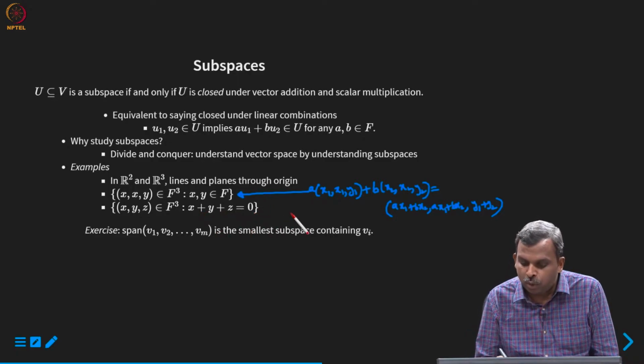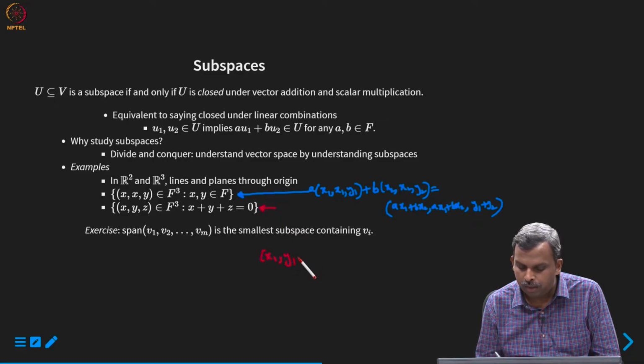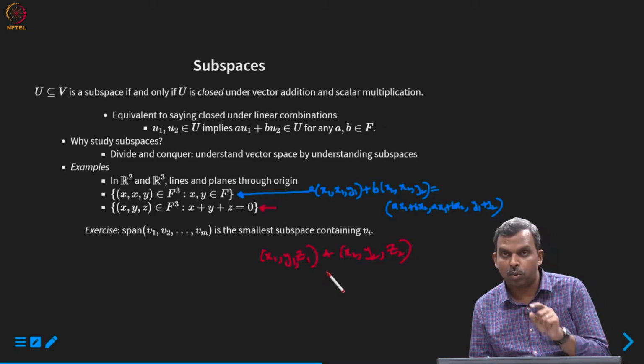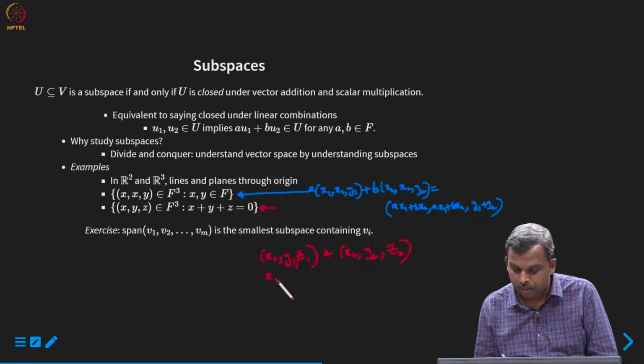Again, if you take 2 points, let me write here, for this one, x1, y1, z1, and x2, y2, z2. Remember, x1 plus y1 plus z1 would have been equal to 0, and x2 plus y2 plus z2 is equal to 0. So x1 plus y1 plus z1 equals x2 plus y2 plus z2 equals 0. I know that that's true.